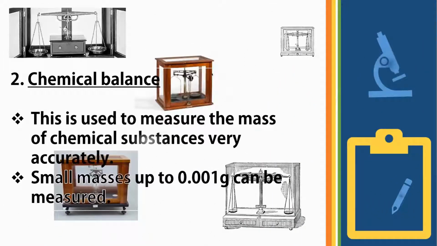Chemical balance. This is used to measure the mass of chemical substances very accurately. Small masses up to 0.001 grams can be measured.